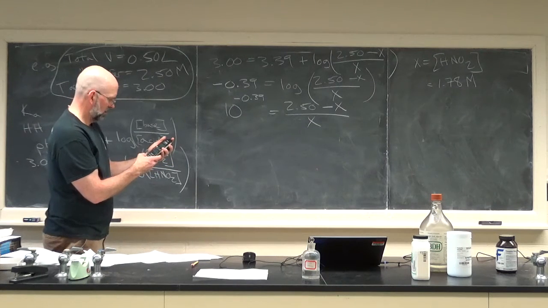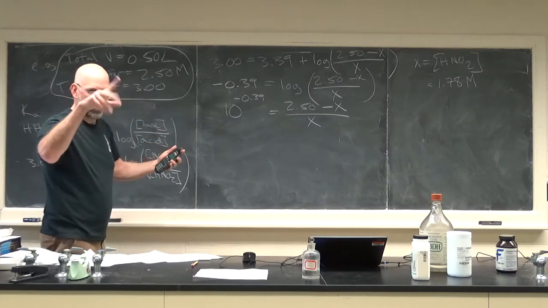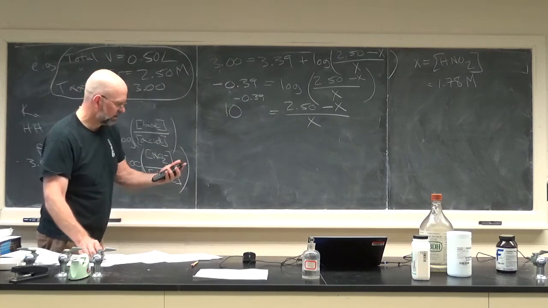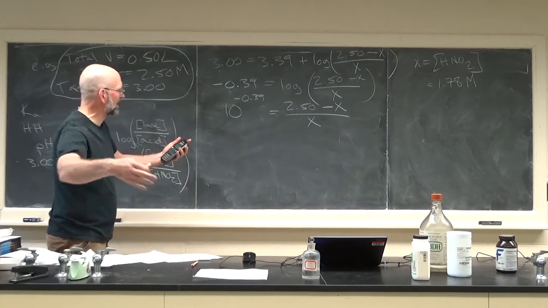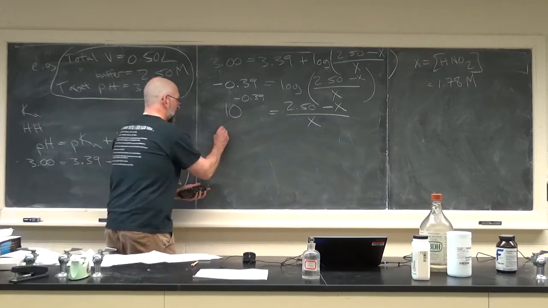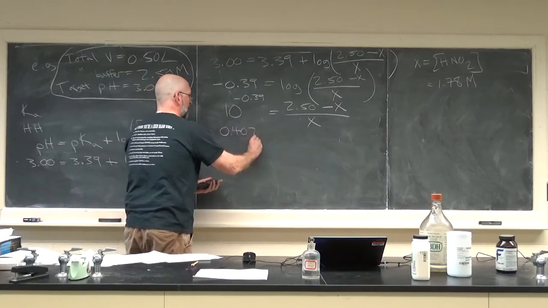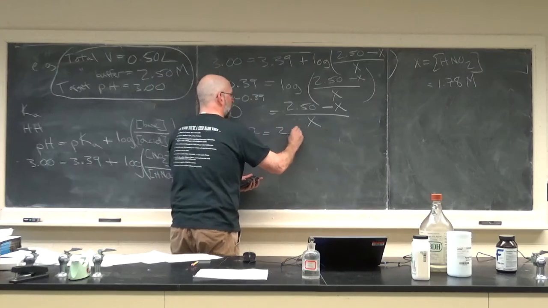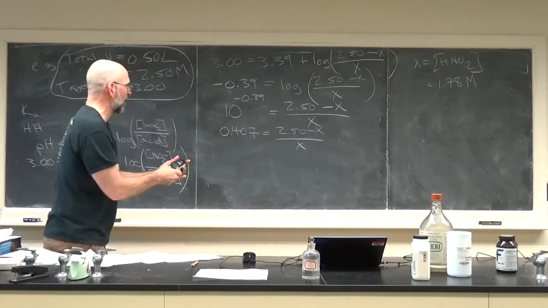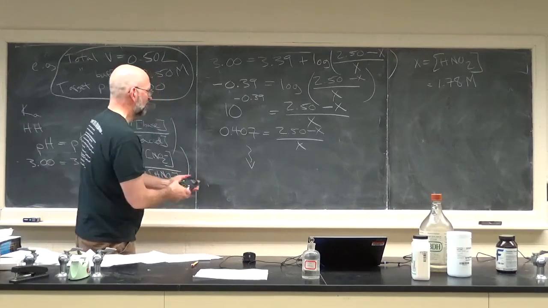Negative 0.39. So 10 raised, you might use like the caret or something like that. Okay, I'm going to carry an extra sig fig. I'm not going to worry about sig figs right away. I got 0.407 equals 2.50 minus x over x. Again, if I did it wrong, you get it right. And then you go the whole way down here, and I think you can solve for x, right?